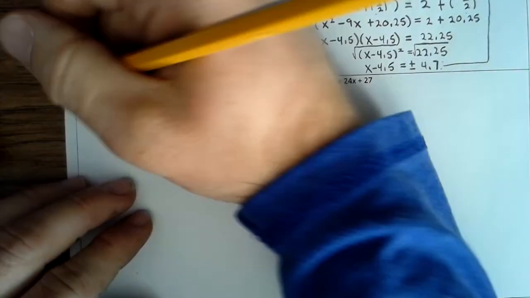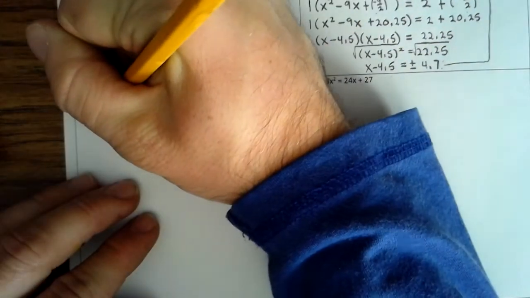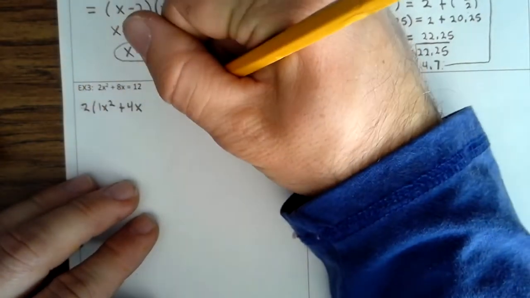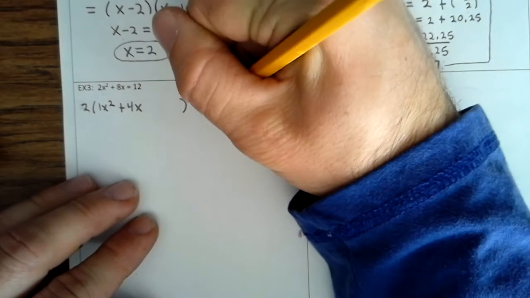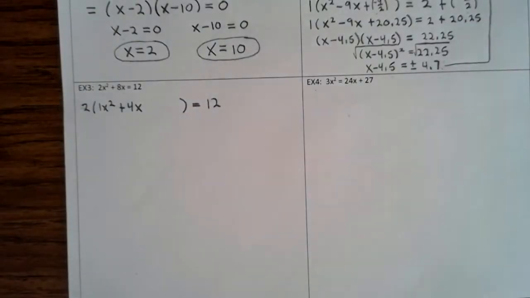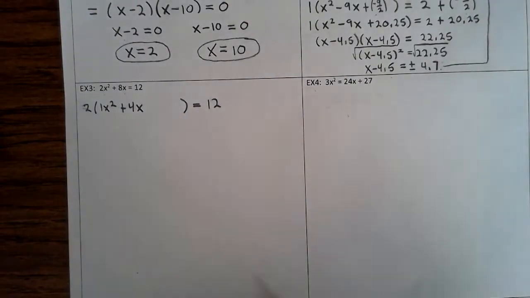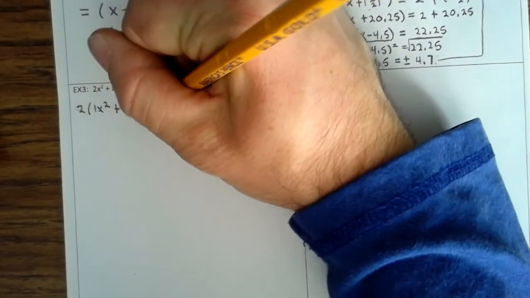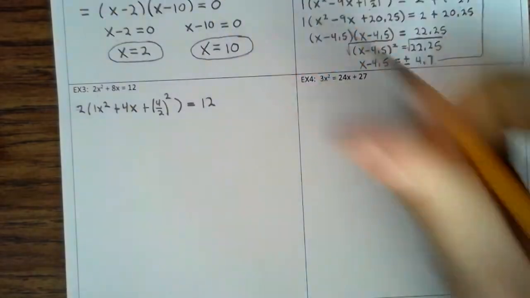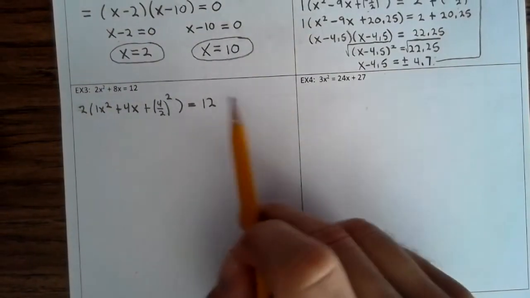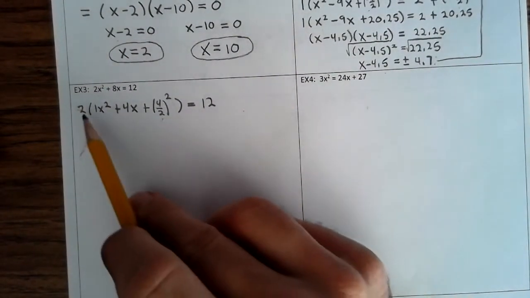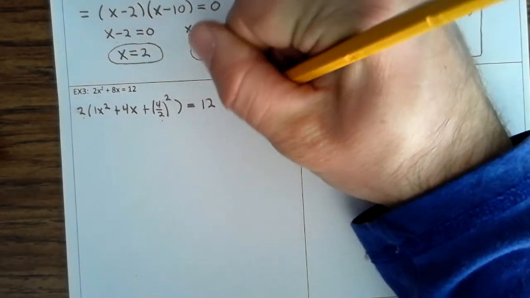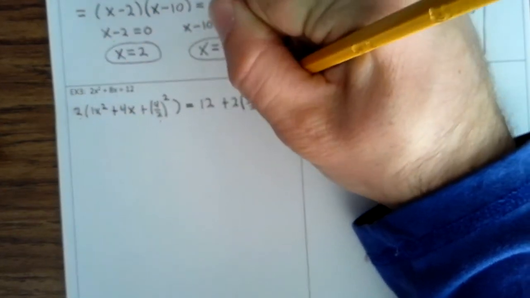So that's 2, 1x squared plus 4x equal to 12. And again, I've left space because we're completing the square. So now I divide 4 by 2 and square it. But what I add to one side, I have to do the other. But I'm actually not adding just that. I'm adding 2 times that. So I have to add plus 2 times 4 divided by 2 squared.